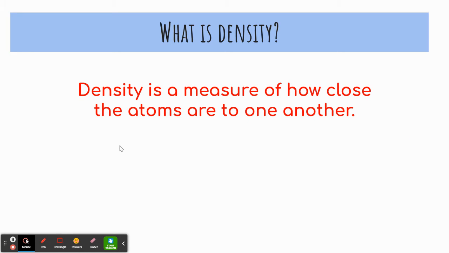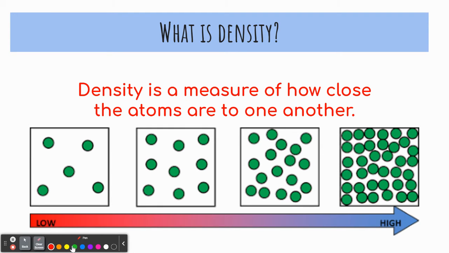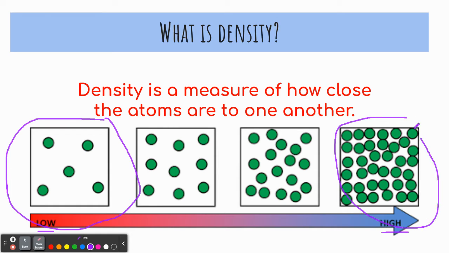What is density? So density is a measure of how close the atoms are to one another. So let's look at the atoms and figure out which one's low and high. So down here it says low, and this one says high. And you can see that for this object that has low density, its atoms are far apart. And the one that has high density, the atoms are really close together.